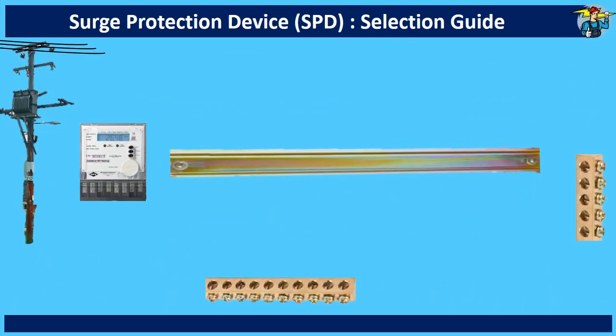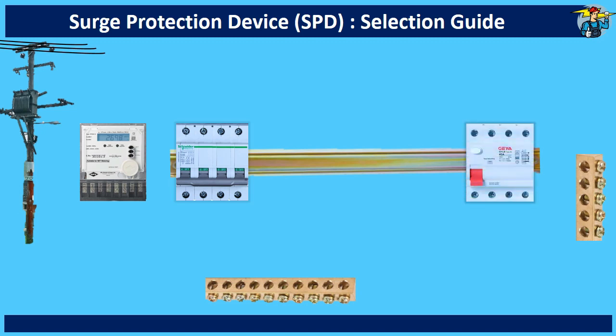For the distribution board, you need a 4-pole main circuit breaker, and a residual current device, that is RCD, which is commonly known as the trip switch. Although I have shown this for a 3-phase system, selection and installation of an SPD for a single-phase system is not much different. From the distribution transformer, power supply is connected to the electricity meter first.